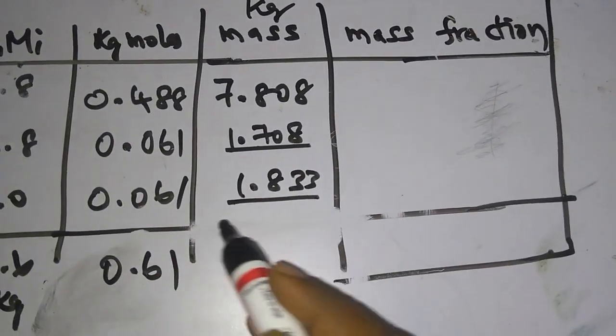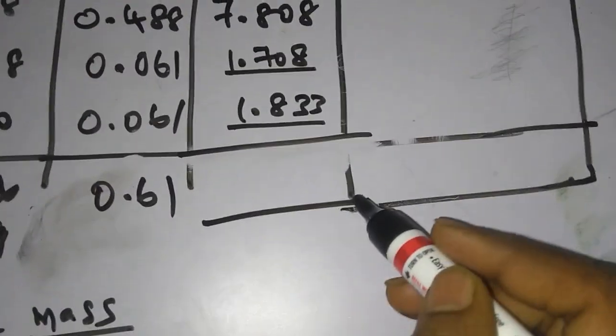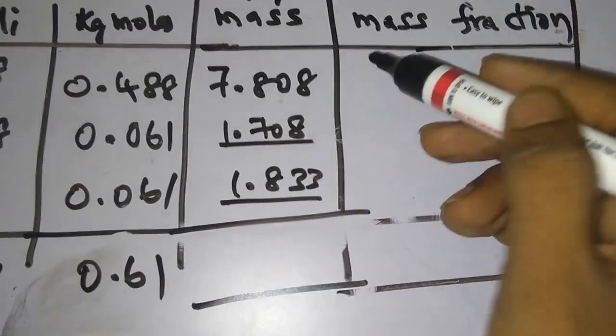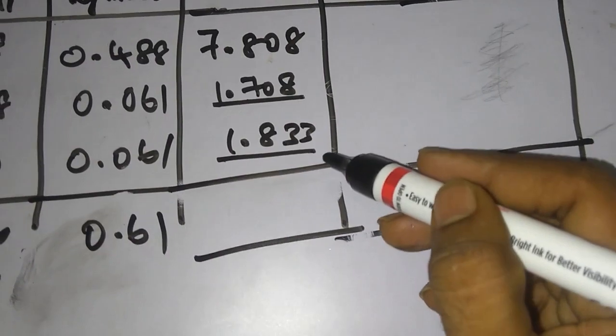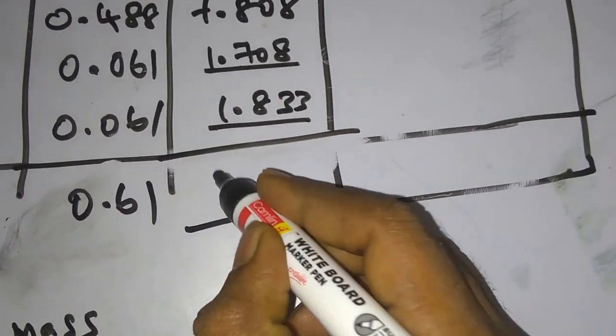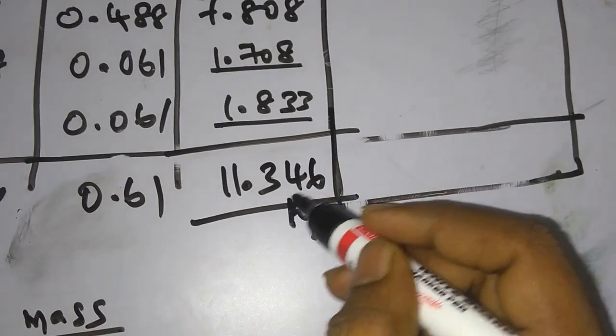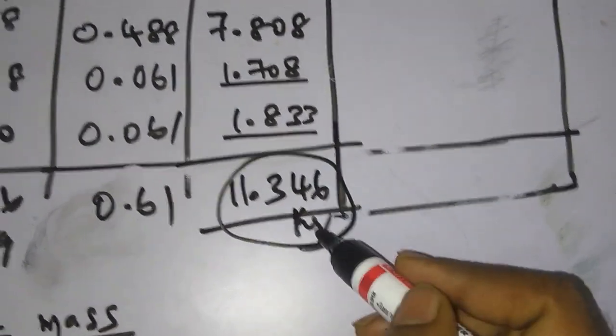So we get the total mass. What is the total mass? Make a summation of these three. 7.808 plus 1.708 plus 1.833 is equal to 11.346 kg. This is the total kg. This is the total mass.